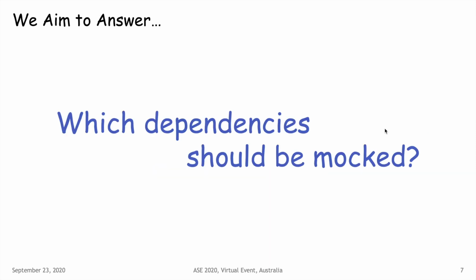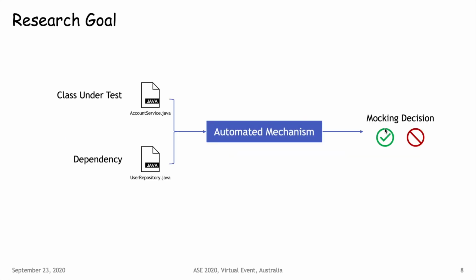Therefore, in this work, we aim to answer which dependencies should be mocked. To answer this question, we designed an automated mock recommendation tool. Given the class under test and the dependency, it tells whether the dependency should be mocked. To recommend such decisions, it should analyze the code based on factors that can affect mocking decisions.